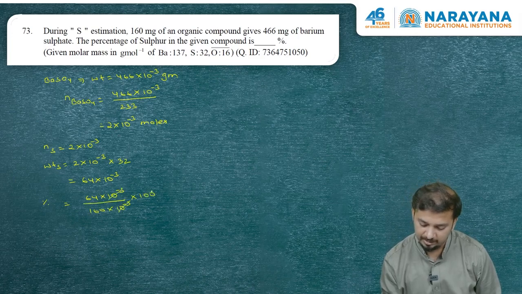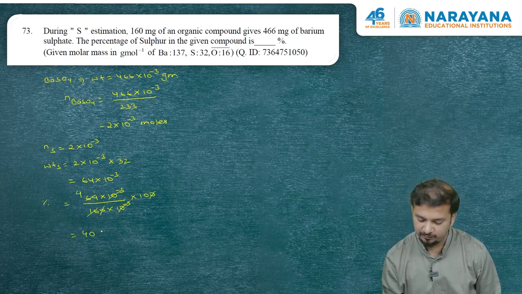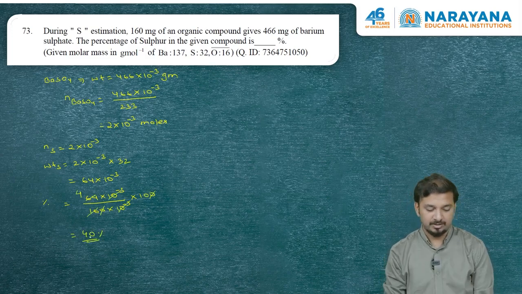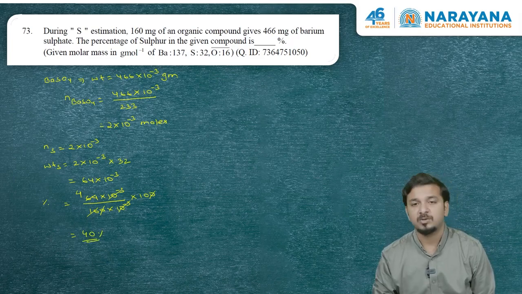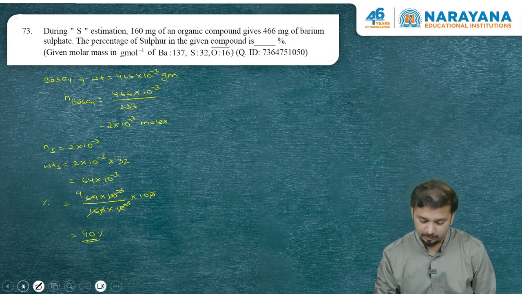So this is cancelled out, this is cancelled out, and 16 into 4 is 64. So we'll get 40% as the answer. So 40% of sulfur is present in the given compound.